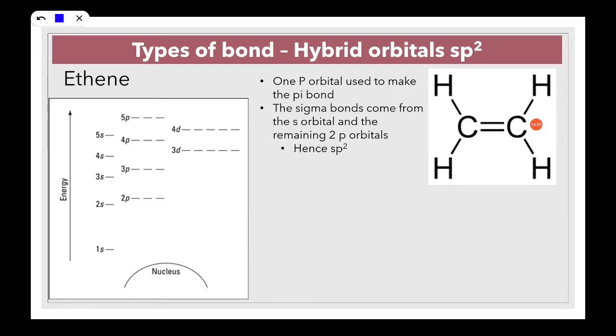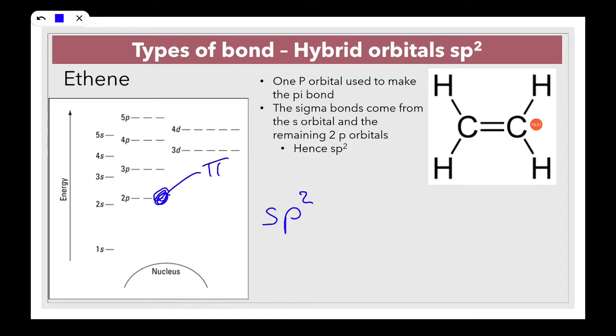So one of these p orbitals, and I'm just nominally saying that one, is going to be used to make the pi bond. So what's left behind to make our 3 sigma bonds is an s and then 2 p's. So it's sp2 hybridized.